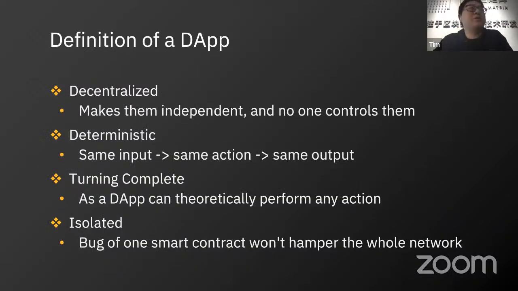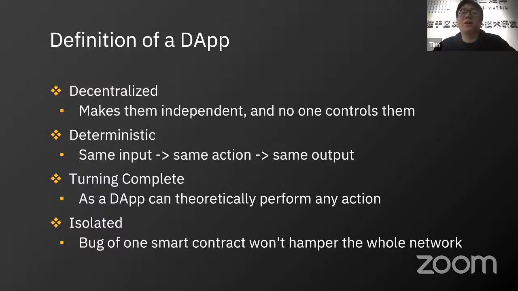All right, so there are some definitions of decentralized apps. First of all, it's decentralized, so they're independent and no one can control them. That's quite important. Second is deterministic, which means that the same input and the same action always result in the same output, given the same state. So if we apply the same input and the same action to a certain block, we always get the same output. It's Turing complete, so theoretically they can perform any action.